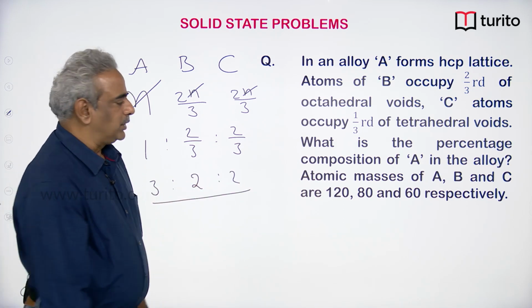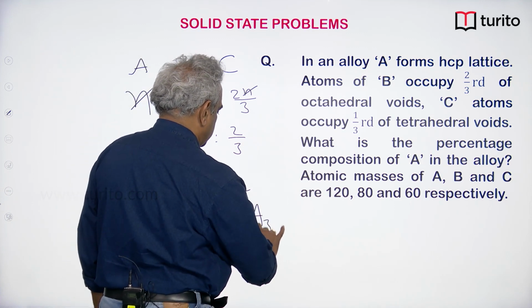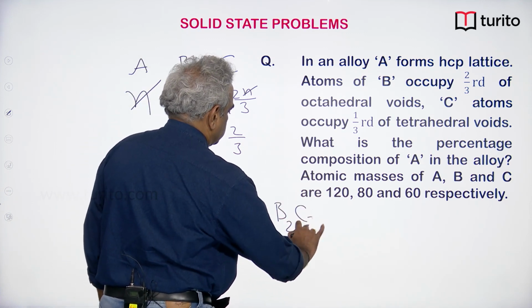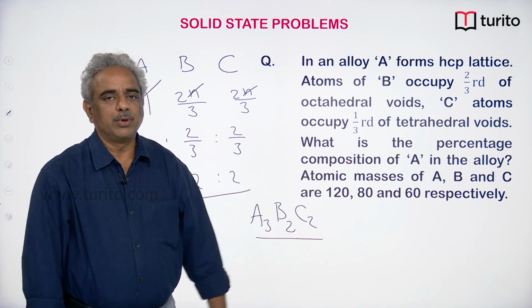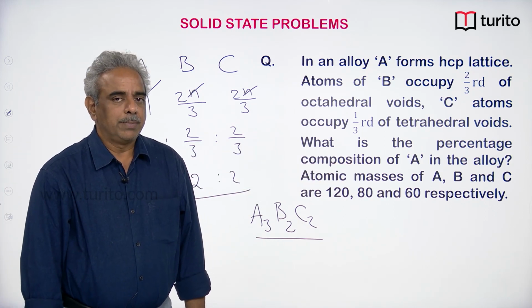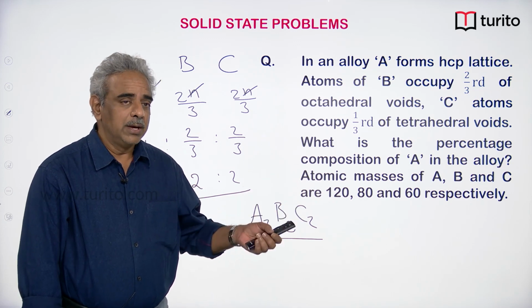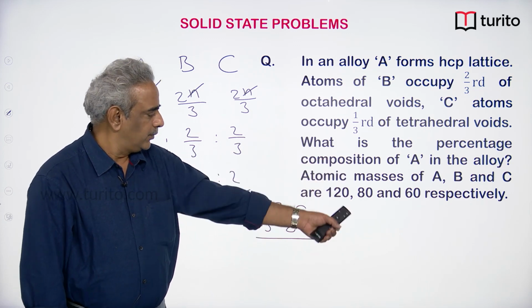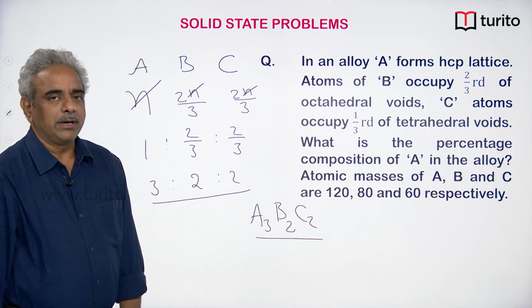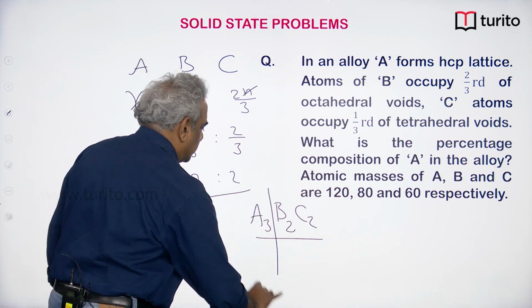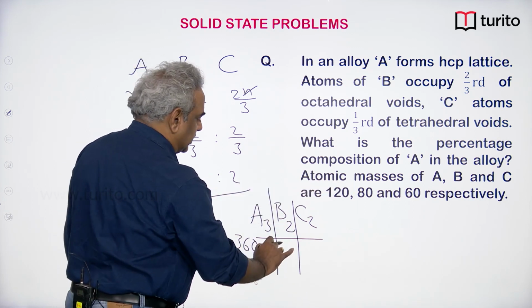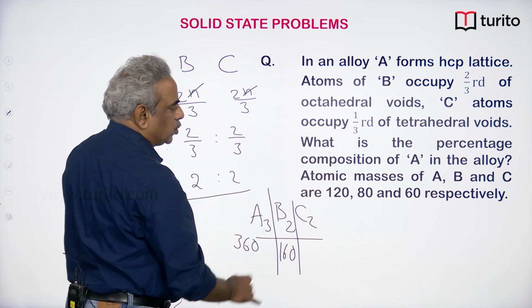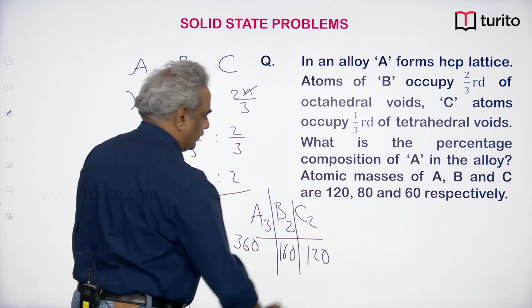So, what is the formula of the compound? A3, B2, C2. He wants the percentage composition of A. So, what is the atomic mass of A? 120. How many A's are there? 3. So, its mass is 360. There are 2 B's, 160. There are 2 C's, 120.